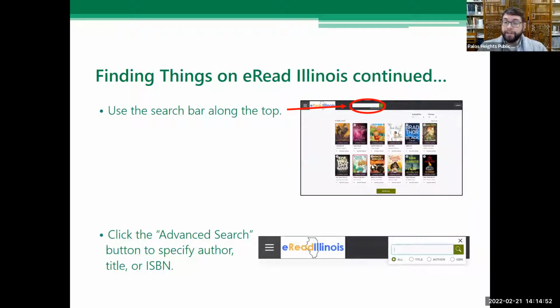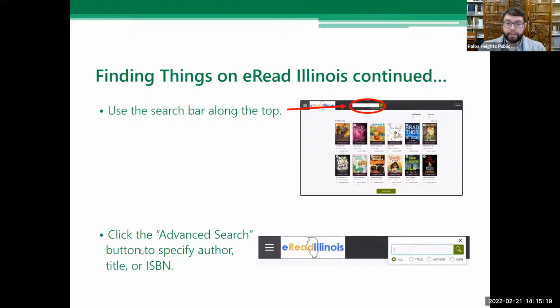Finding things continued. So right up along the top there, you will see highlighted in red a search box. Just put it in. You can put in the title of something you're looking for. You can put in a genre you're looking for. You can put in an author you're looking for. So just type it in there, hit search, and it'll bring up everything connected to whatever you put in.